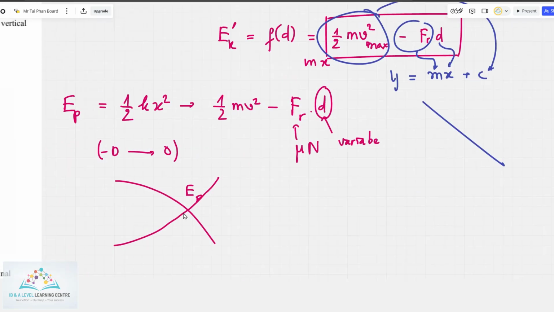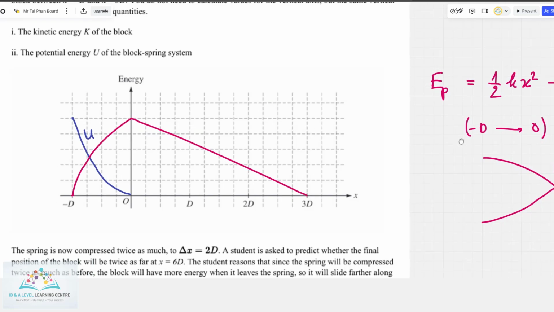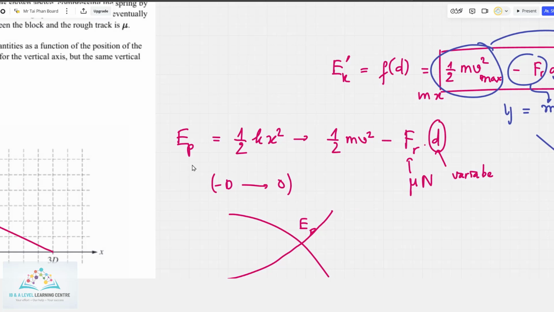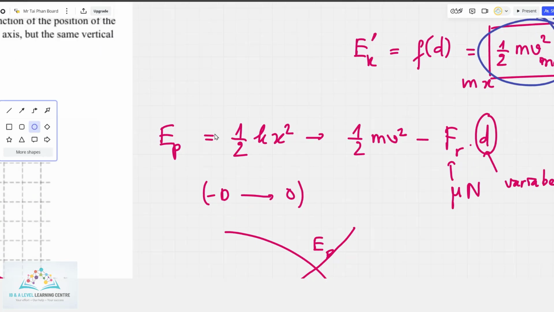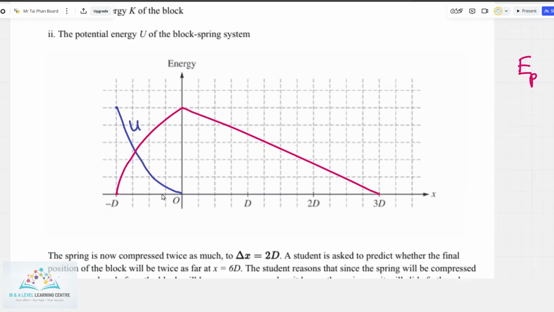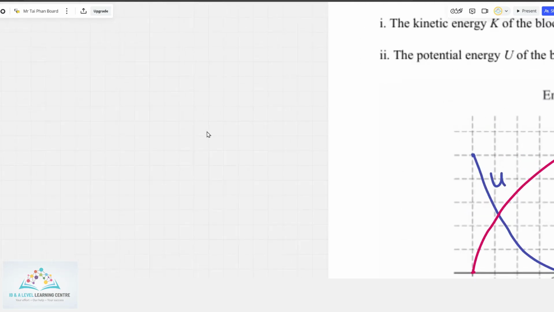Okay. And why is it quadratic from negative d to 0? Because this is the potential energy. We assume that there's no energy lost to the surrounding. Therefore, the conversion from the potential energy EP to the kinetic energy EK is the same.